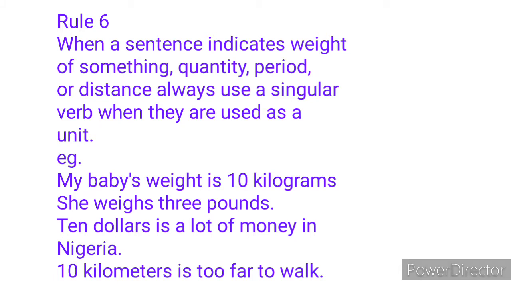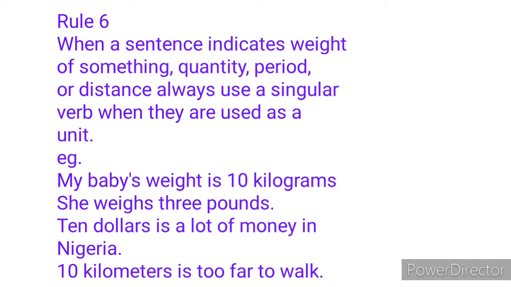Rule 6. When a sentence indicates weight of something, quantity, period, or distance, always use a singular verb when they are used as a unit. What this means is that when a sentence talks about weight, like kilograms or pounds, use a singular verb. For example, you can say, my baby's weight is 10 kilograms.